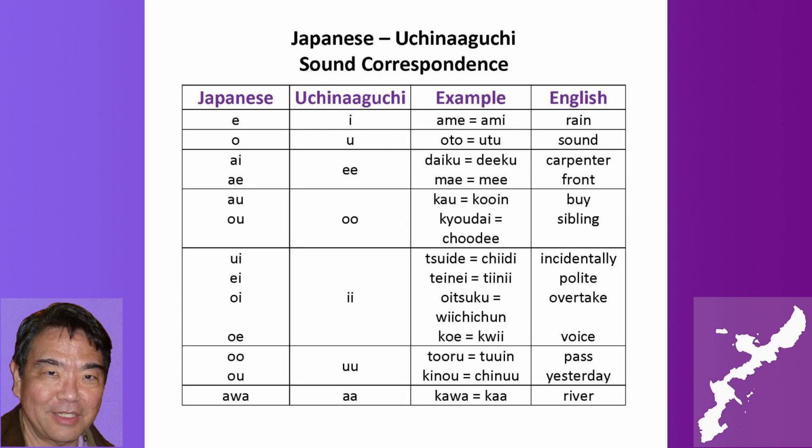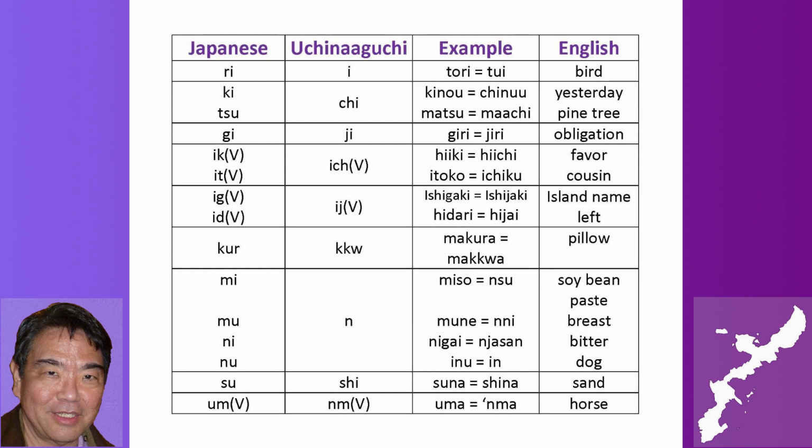Japanese awa corresponds to the Uchinaguchi a. An example is the word river, which is kawa in Japanese, is ka in Uchinaguchi. Japanese o corresponds to an Uchinaguchi u. An example is the word bird, which is tori in Japanese, is tui in Uchinaguchi.